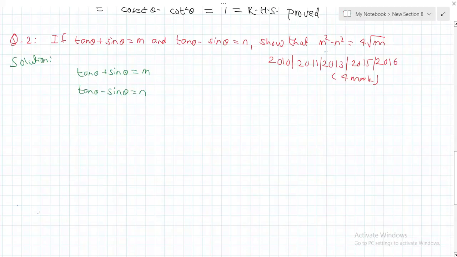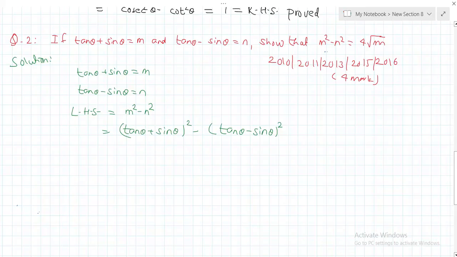So let us take the LHS. LHS equal to m square minus n square. Here m means tan theta plus sin theta. So we put the value m as tan theta plus sin theta. This is also raised to the power 2. Minus similarly n means tan theta minus sin theta. This is also raised to the power 2.